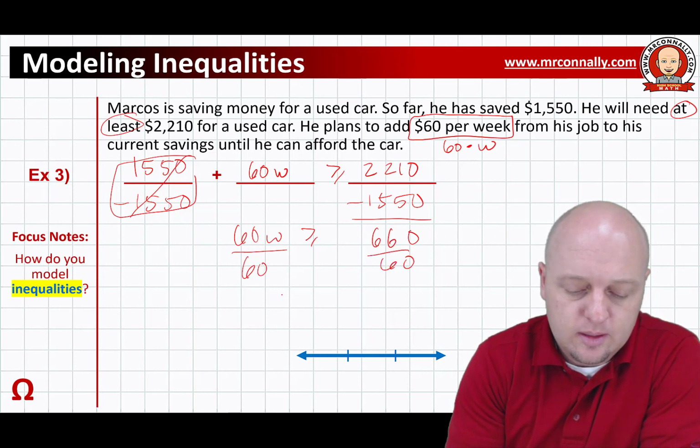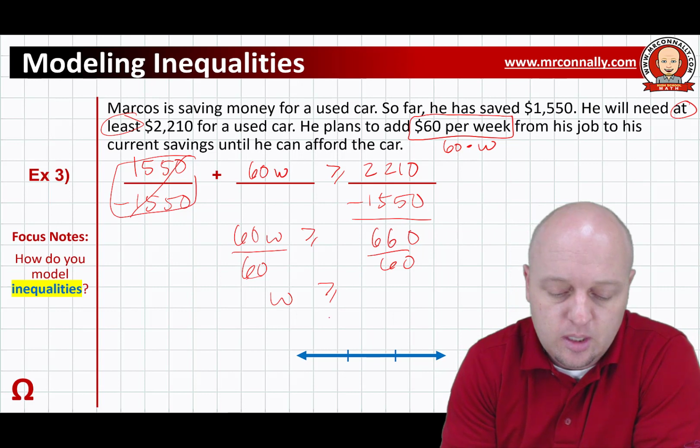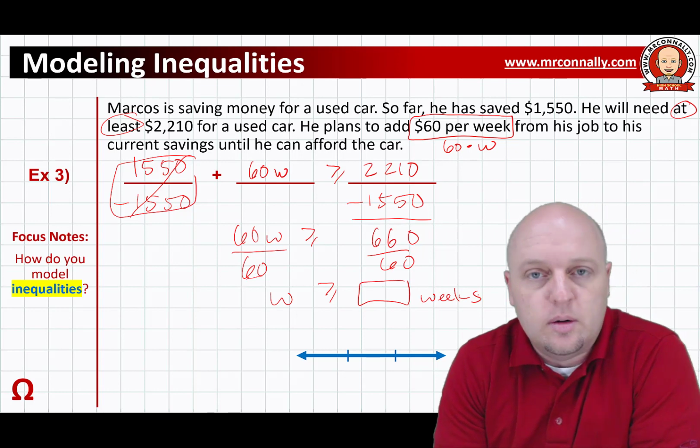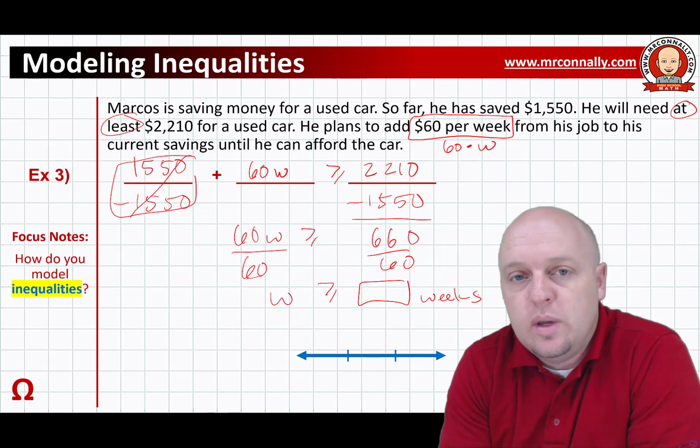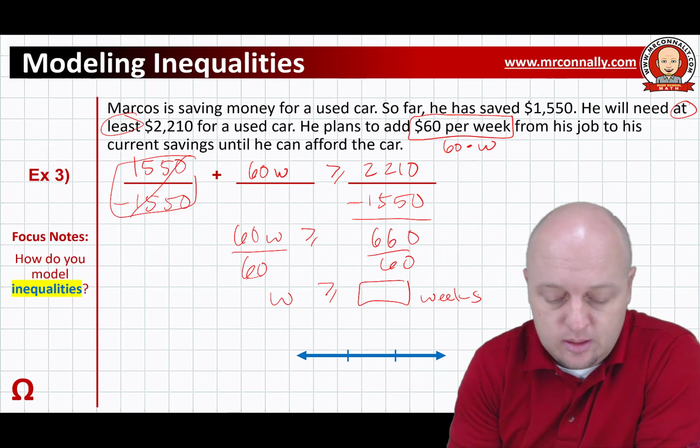divide by 60. So W, now we divided by a positive number, so we don't have to worry about reversing our symbol like we did on the last problem. And W is going to be greater than or equal to whatever that is, and that's the number of weeks. Okay, so it's going to take him at least this many weeks to reach his goal or go beyond it.